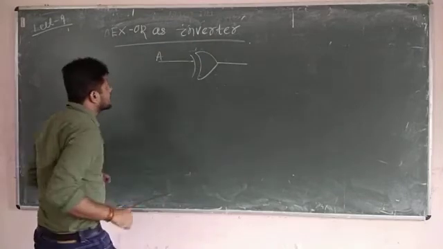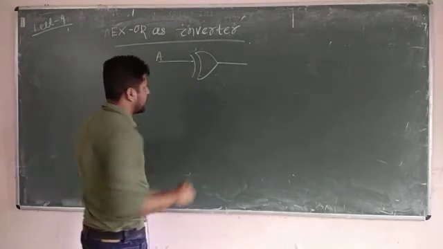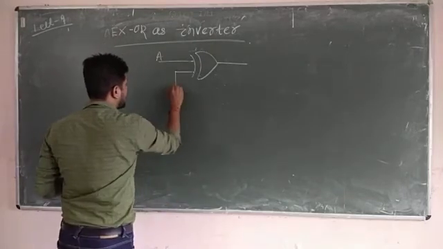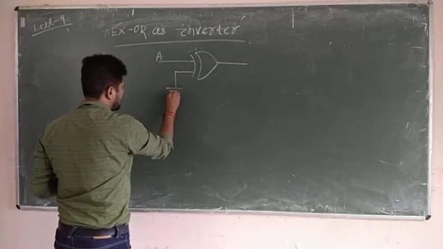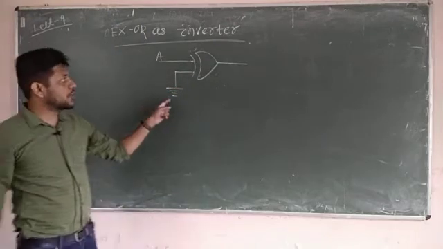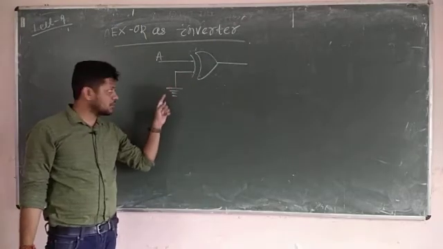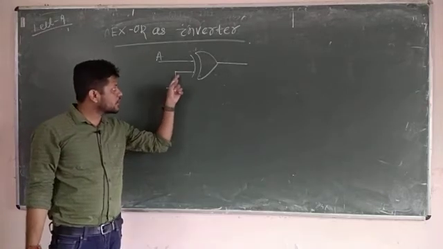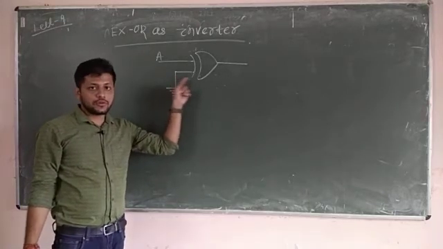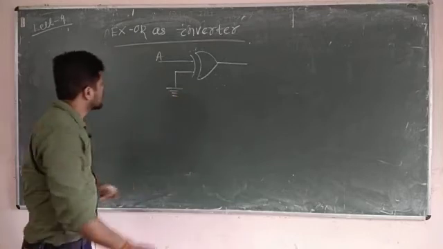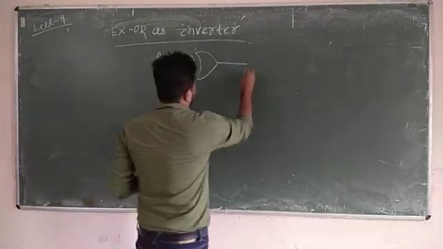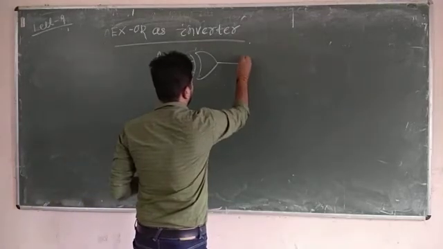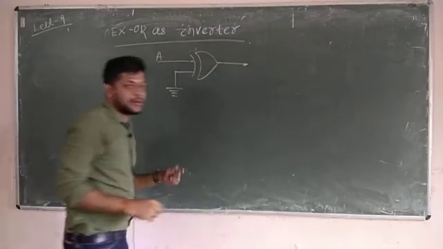Here I am applying one of the input as A and another input is grounded. Ground means you are applying 0 input to this terminal, in electrical or electronics. So then what will be the output of this gate?